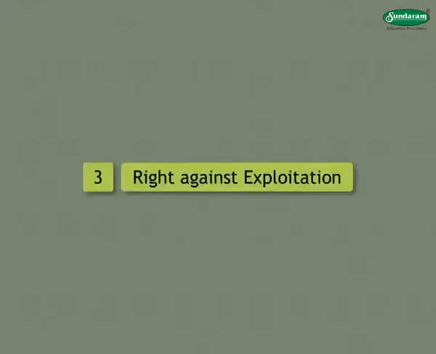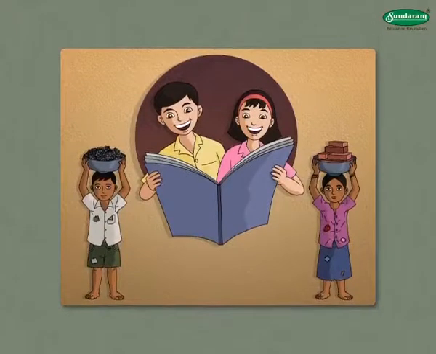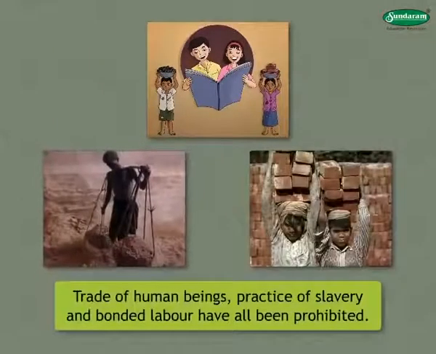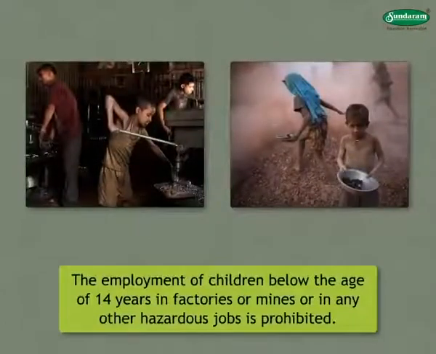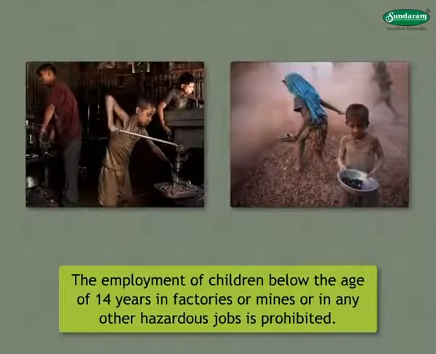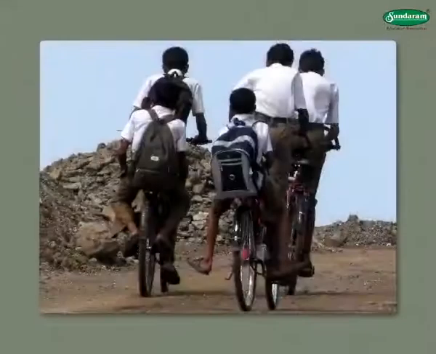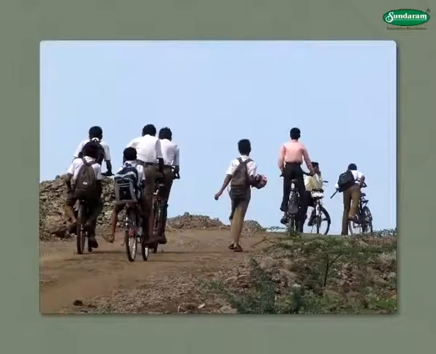3. Right against exploitation. In order to safeguard the life and liberties of every individual, the Constitution has guaranteed the right against exploitation. Trade of human beings, practice of slavery, and bonded labor have all been prohibited. The employment of children below the age of 14 years in factories or mines or in any other hazardous jobs is prohibited. In 2006, the scope of this right was widened, and every form of child labor is now a crime in the eyes of the law.